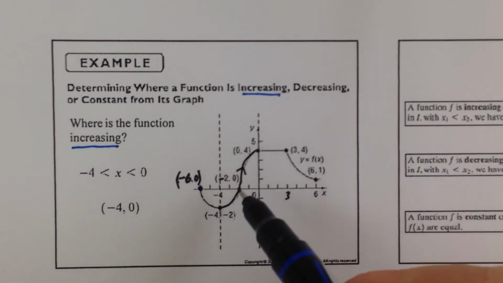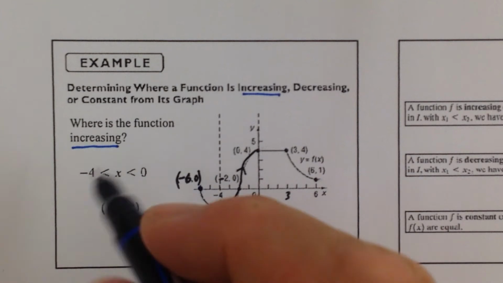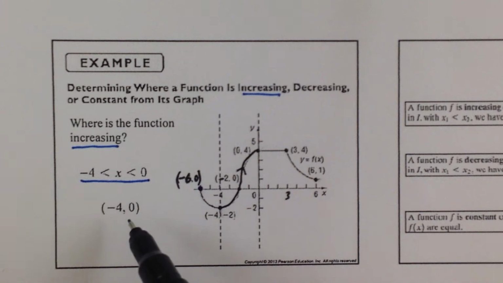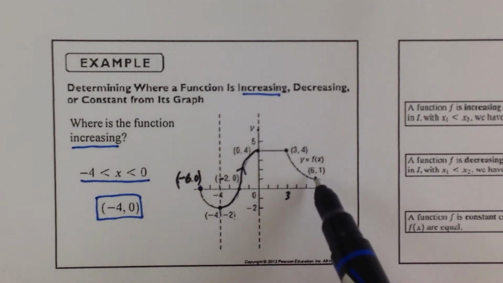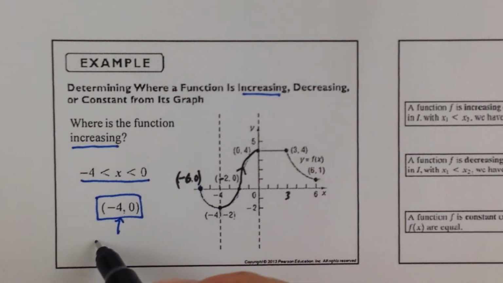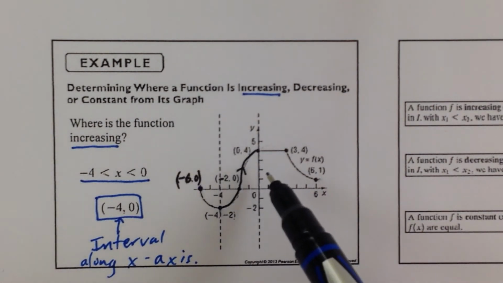So the uphill part is the increasing. When you're going uphill from left to right, when the y values are getting bigger as you move from left to right, we say the function is increasing. So this is the inequality notation, but here we have the interval notation, and this is not to be confused with all of these other ordered pairs within the sets of parentheses. This is not an ordered pair. This is an interval along the x-axis. So I want you to make sure you write that: interval along the x-axis.